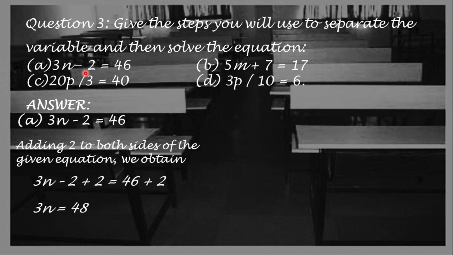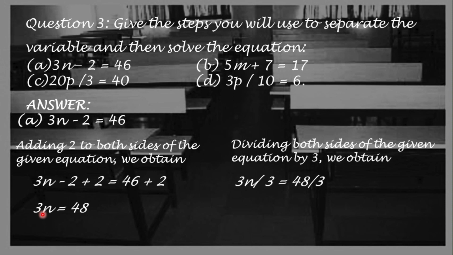So what we will get? 3n equals to 48. Now afterward we need to remove this 3 from n, and we can see that they both are in multiplication. So opposite of multiplication is what? Division. Yes or no? So dividing 3 both sides. So we obtain 3n upon 3 equals to 48 upon 3. After solving it, we will get here n equals to 16.